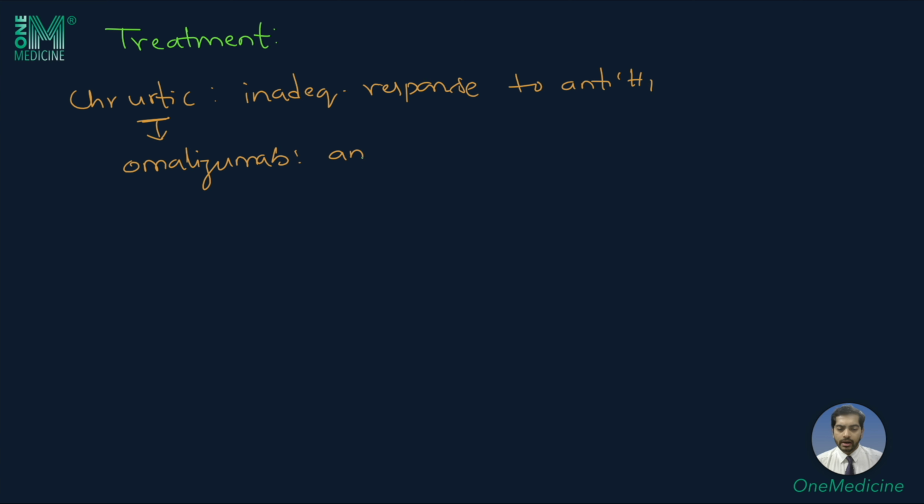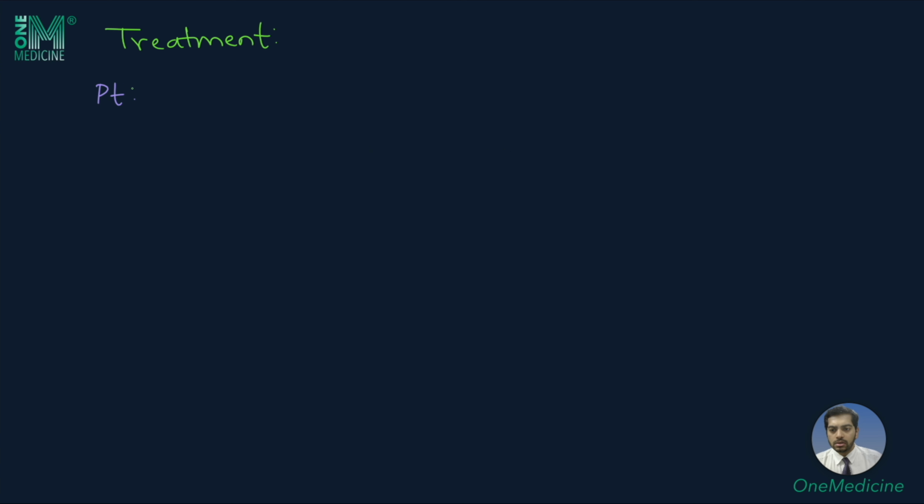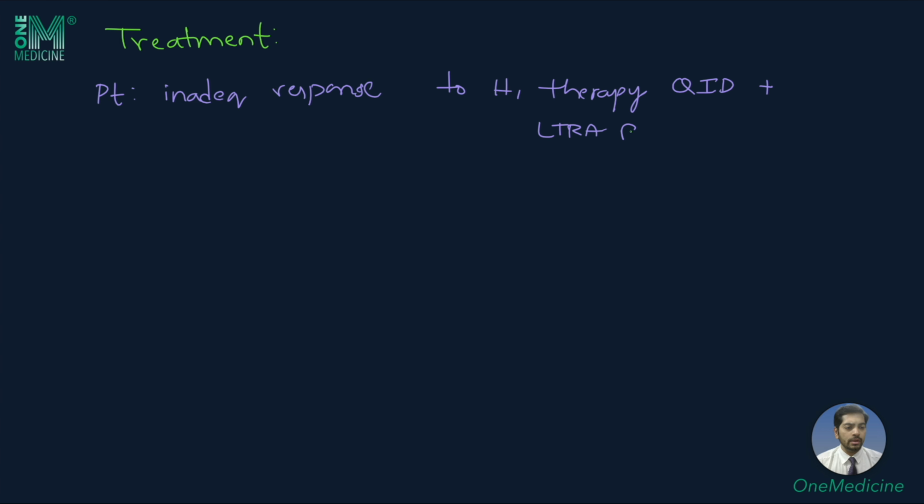In chronic urticaria that shows inadequate response to anti-H1 therapy, omalizumab, which is an anti-IgE monoclonal antibody, can be given in patients who have shown inadequate response to H1 therapy given QID with an add-on leukotriene receptor antagonist therapy.